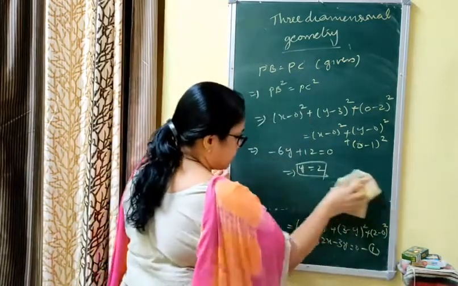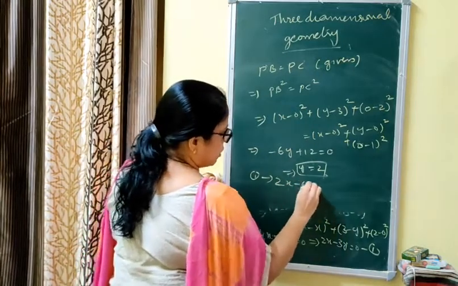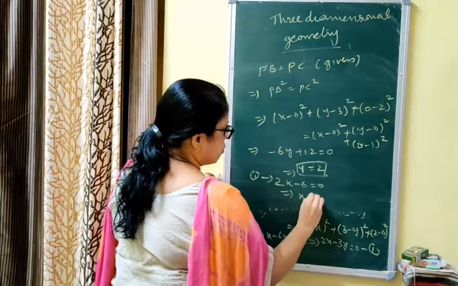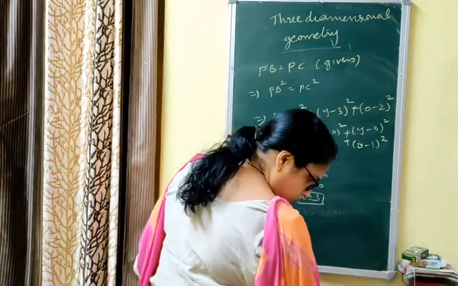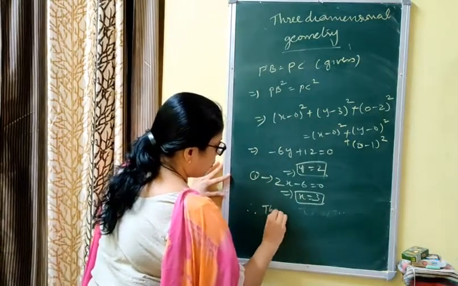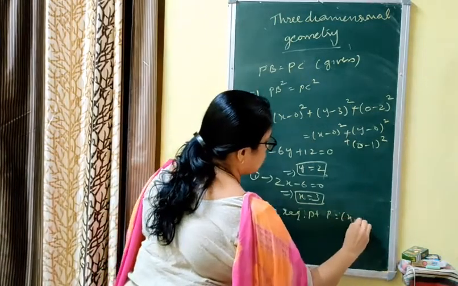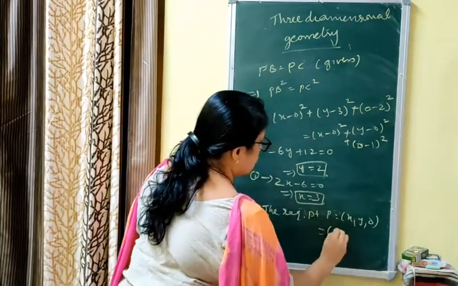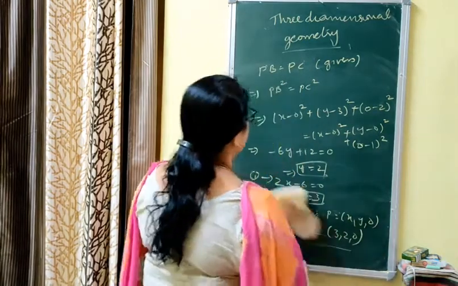How can we find x using 1? Equation 1 gives 2x minus 6 equal to 0, which implies x equal to 3. That means you got the value of x equal to 3 and y equal to 2. Therefore, the required point P is equal to (x, y, 0), which is (3, 2, 0). This is the second question.